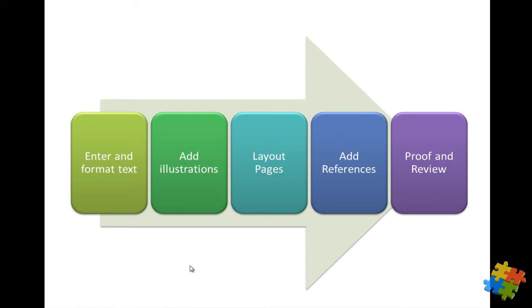If you think about a document lifecycle, the first thing you'll generally do is enter and format your text. Then as you progress, you will add pictures and images. You'll then change the layout. You'll then want to add references to that document before finally proofreading it and reviewing it. Let's have a look now at the tabs and see how this goes alongside this diagram.